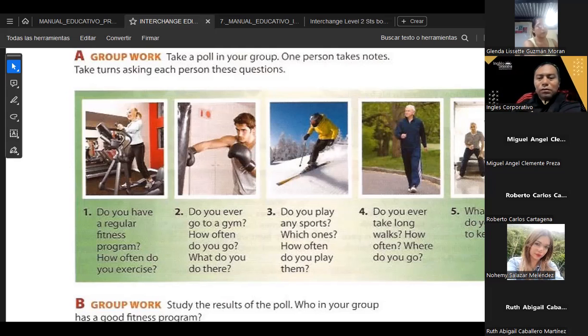So, now the number five. What else do you do to keep fit? ¿Qué más haces para mantenerte en forma? Elizabeth Pineda, can you ask the question number five to Roberto Carlos? Please. What do you do to keep fit? Roberto Carlos Cartagena, are you available to answer? Hello? What else do you do to keep fit? Si no me equivoco, está preguntando qué más hago para mantenerme en forma. ¿Verdad? Yes, Robert.